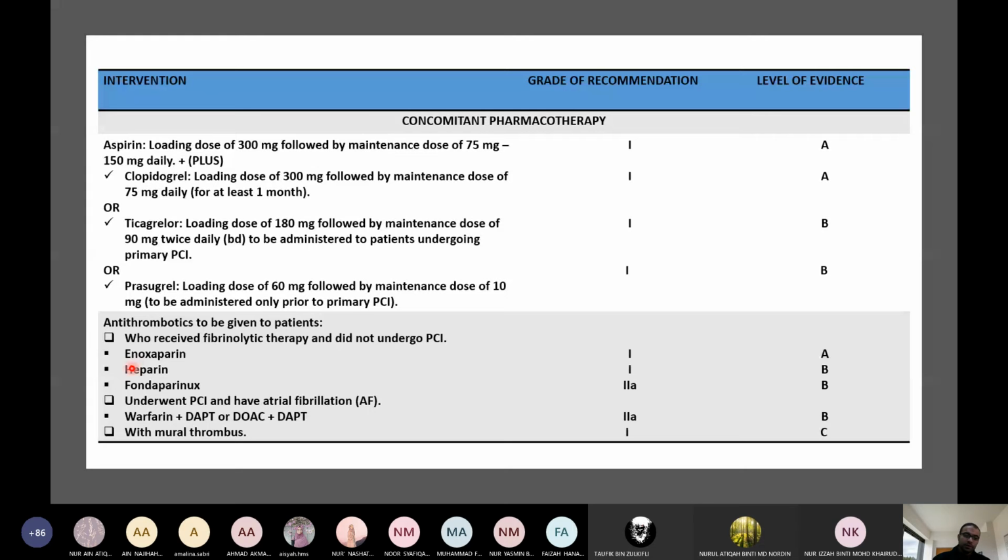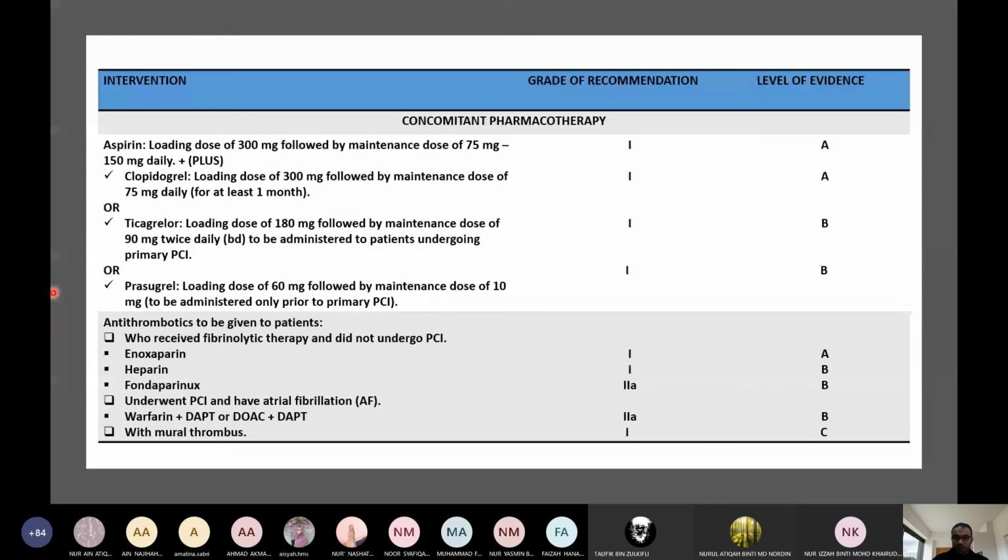Again, concomitant therapy, brothers and sisters, is this STEMI or non-STEMI? This concomitant therapy, the antiplatelet or anticoagulant? Antiplatelet here, okay, or anticoagulant. Is this STEMI or non-STEMI? Non-STEMI. Both? Both, yes, both.